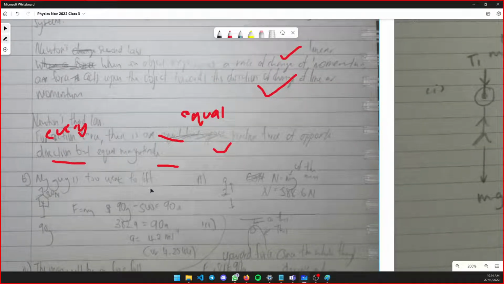Too weak to lift. My guy too weak to lift. Okay, that's a bit... Okay, B2.